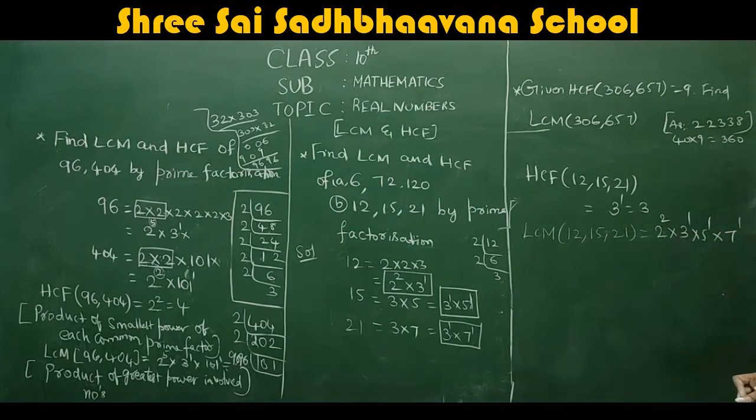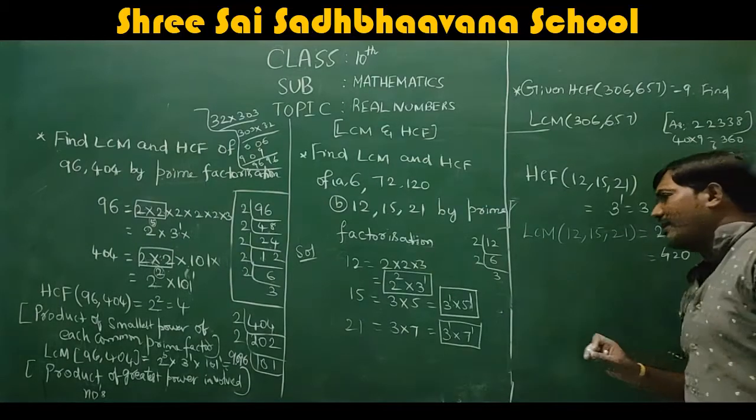So 7 5 is 35. 35 into 4 into 3, that is 35 into 12. 4 3 is 12. So 12 5 is 60. 12 3 is 36. 36 plus 6 is 42. So 420. See, 7 5 is 35, 35 into 12, 12 5 is 60, 12 3 is 36, 36 plus 6 is 42. So 420 will be the LCM of these 3 numbers.